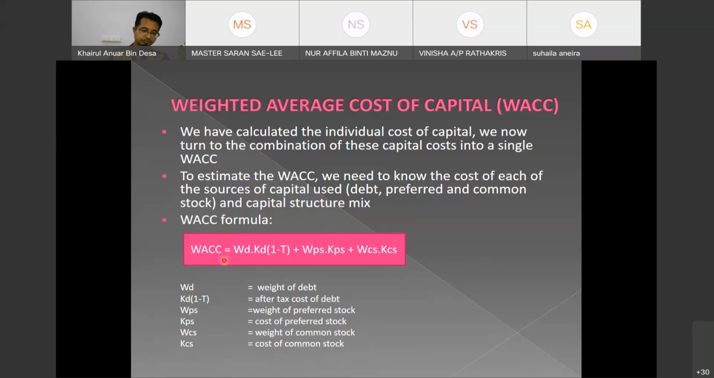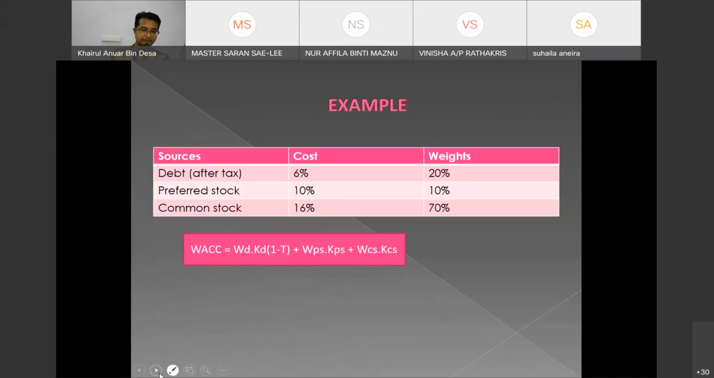Okay, look here. D here is debt, the weight of debt, and then minus tax as usual. We have already included the tax here. Okay, this is the preferred share. And this is the common share.